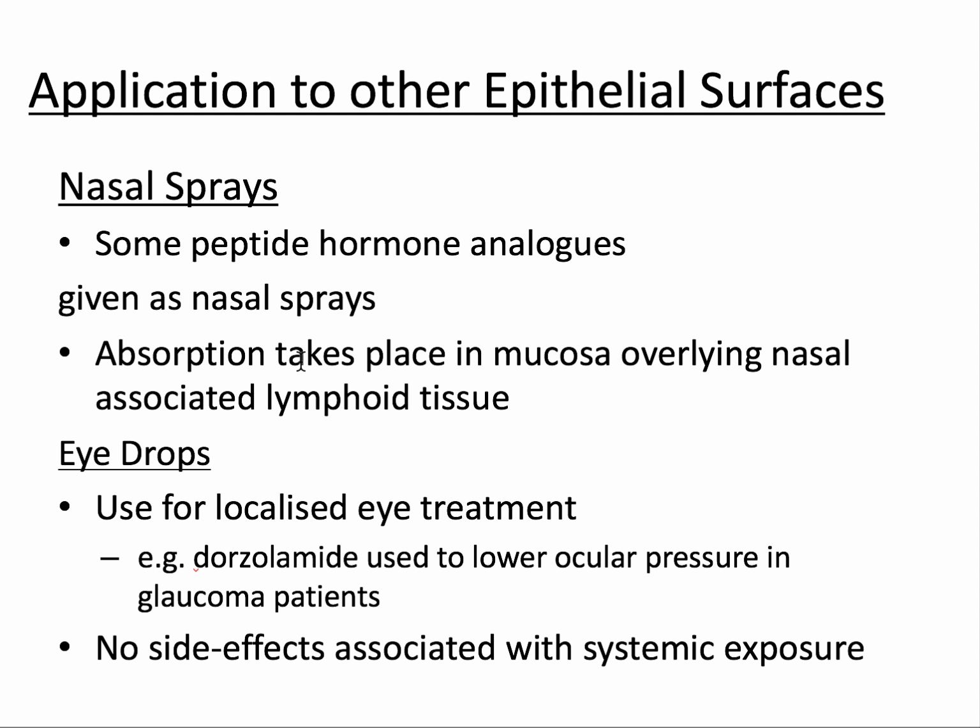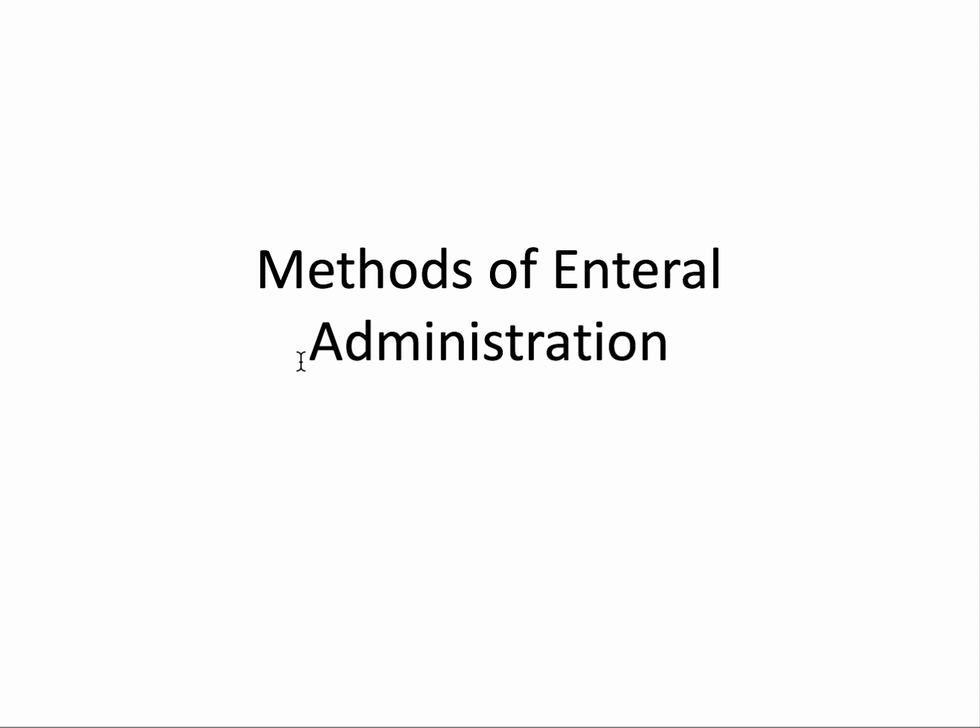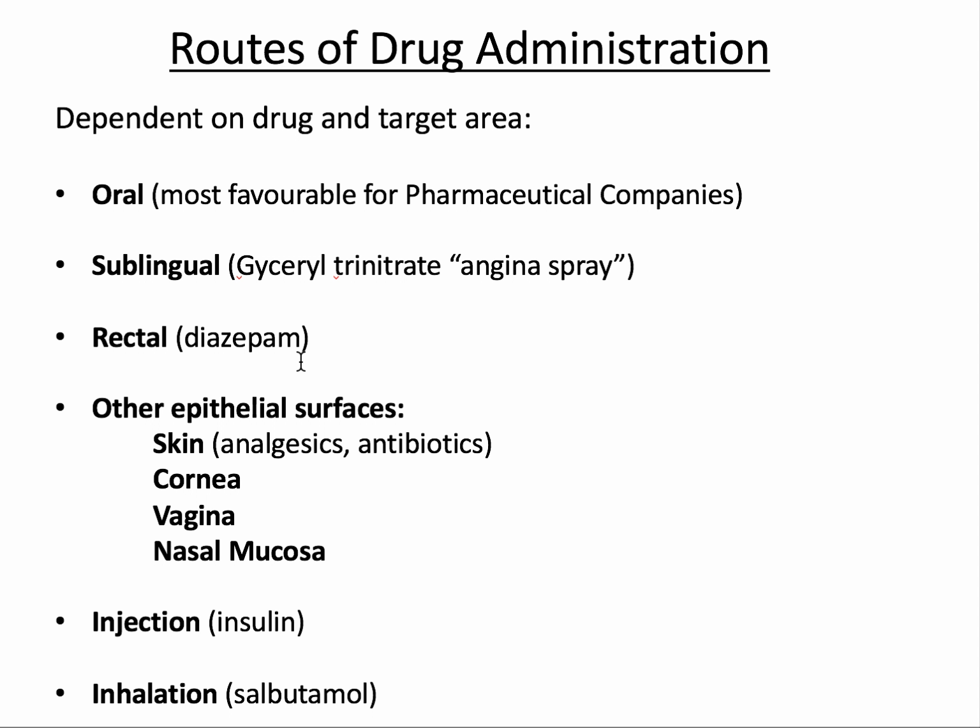Sometimes they use an antibacterial which they can put on the cornea of your eye, hence why it makes it very hard for us to open our eye. And this is another way of applying to an epithelial surface. So, like mentioned before, the different surfaces of epithelia include the skin, so analgesics like painkillers, antibiotics, and antifungals can be applied there. The cornea includes things like dorzolamide to treat ocular pressure.